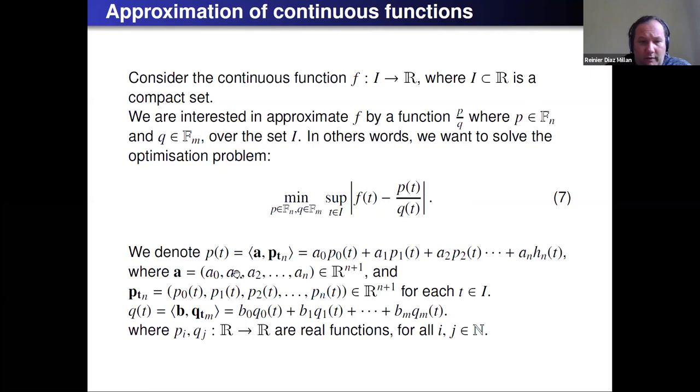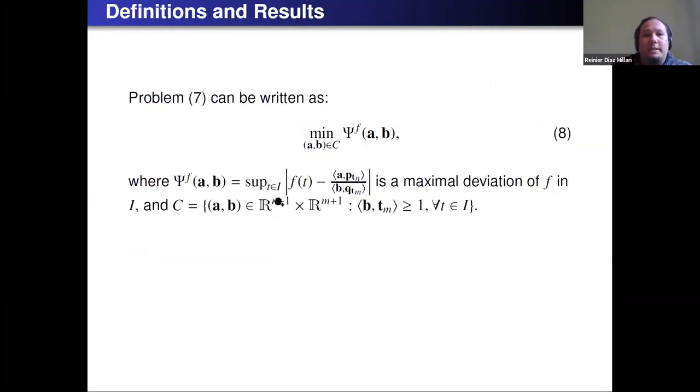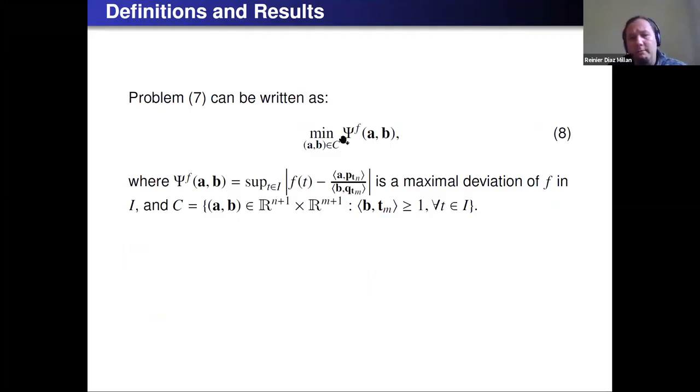Good. The notation of P will be this, where A is equal to this vector in R^(n+1), and B is equal to B0, B1, up to Bn. Of course, the degree of the functions on the top does not necessarily have to be equal to the degree of those on the bottom. The only thing that we need is that P and Q are real functions. Good. This problem can be written in this way, where phi is the maximal deviation function.